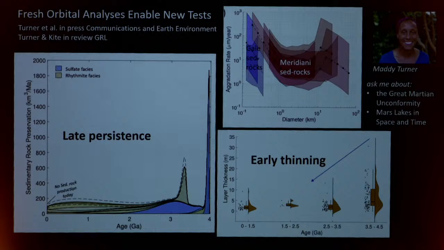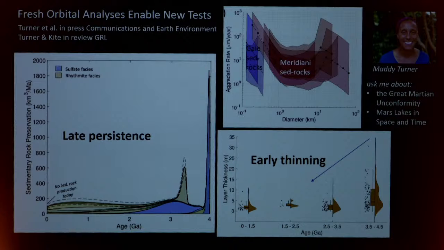And so I'd like to preview some papers that will soon be published, led by Maddie Tanner, who's a postdoc working with me. One is to look at the volume versus time of sedimentary rocks, and also the layer thickness versus time of sedimentary rocks. We find that sedimentary rock formation persisted late. So this is a further quantification of An Li's study. But the thickness of sedimentary rocks drops early in Mars history. We're not sure why this is, but I think this is an important constraint on our models.